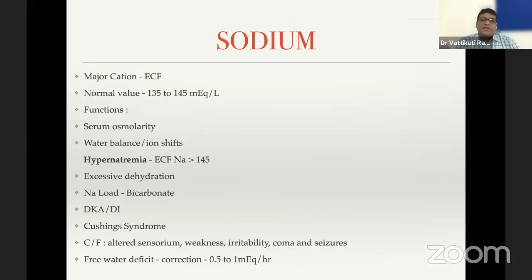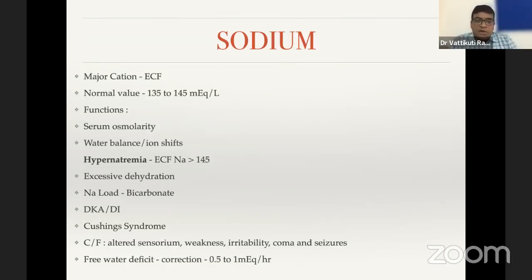And the most common setting in which we see hypernatremia is diabetes insipidus or diabetic ketoacidosis. But the hypernatremia you see in diabetic ketoacidosis is different, because you have to do the correction for the glucose. Based on that only you have to calculate the sodium. Then the other syndrome is Cushing syndrome, which can again present with hypernatremia.